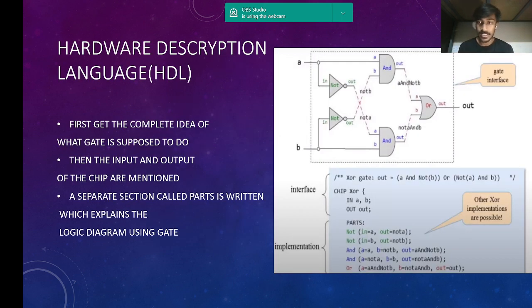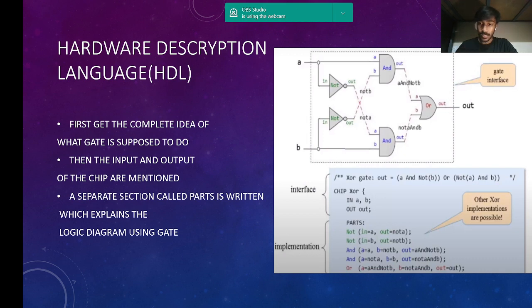And this is the language you are going to use in the hardware Nand Tetris software. It's known as hardware description language. First, get the complete data of what gate you are supposed to know. Then the input and output of the chip are mentioned. A separate section class is written which explains the logic diagram.